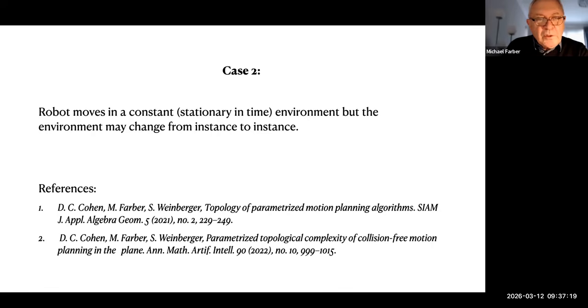So now let's look at case two. Case two is when a robot moves in a constant environment, but the environment may change from instance to instance. It means that our algorithm will work not for a single fixed environment, but for a variety of environments. This approach is what we call parametrized topological complexity, and it was developed jointly with Dan Cohen and Shmuel Weinberger in those two papers.